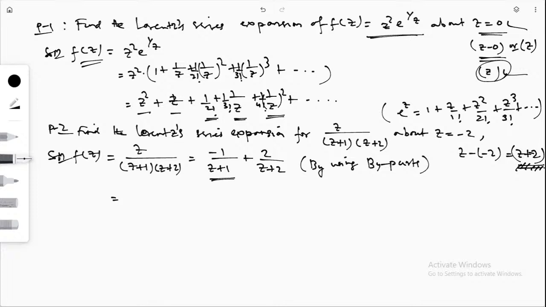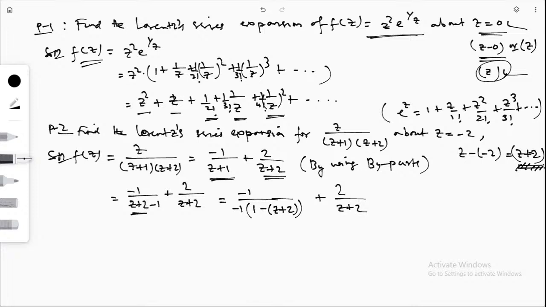So here z plus 1 is here, so I need z plus 2, so I will write this one as z plus 2 minus 1, so it will be z plus 1, and the second one is as it is, because z plus 2 is there, so 2 divided by z plus 2. For the first one, because I need z plus 2, so minus 1 whole divided by, I can take minus 1 common here. So if I take minus 1 common, then there will be 1 minus z plus 2. Okay. And the second term is as it is, 2 divided by z plus 2.